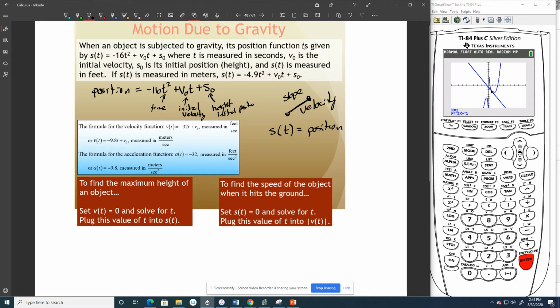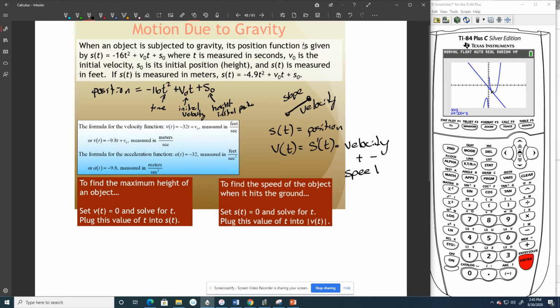So what's cool about this is if s of t is my position, then the slope at any point of my derivative gives me my speed, my velocity. So I can say that my velocity at any point in time is equal to the derivative of my position. That's going to give me my velocity, which can be positive or negative. If you're going up, it's positive. If you're going down, it's negative.